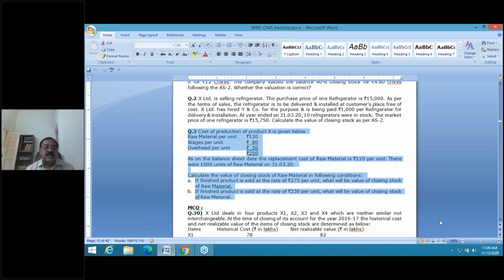But in the second case, if the finished product which will be produced and thereafter sold in future will be sellable at 230 rupees per unit, lower than its cost price of 250, then what will be the value of raw material inventory? Replacement cost, and replacement cost is 110. So in the first case, we will value at 120 only. In the second case, you will value at replacement cost 110. So in this exceptional case only, raw material is valued at replacement cost. Okay, friends.